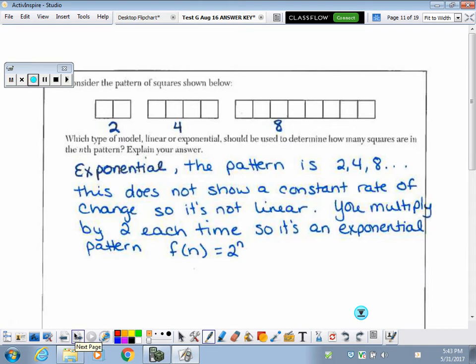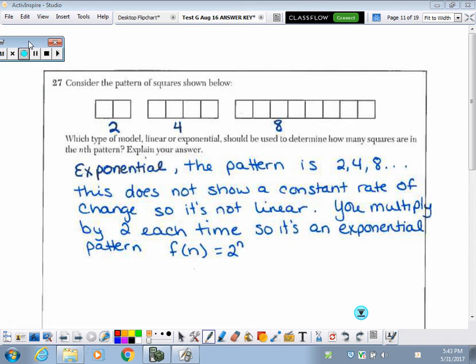Okay. Going to number 27, they want us to consider the pattern that we see here with the squares. So the first thing you want to do is go through and count them up. We have 2, we have 4, we have 8. They want to know which type of model, linear or exponential, would be used to determine the number of squares in the future of this pattern. And then, of course, we're going to explain our answer.